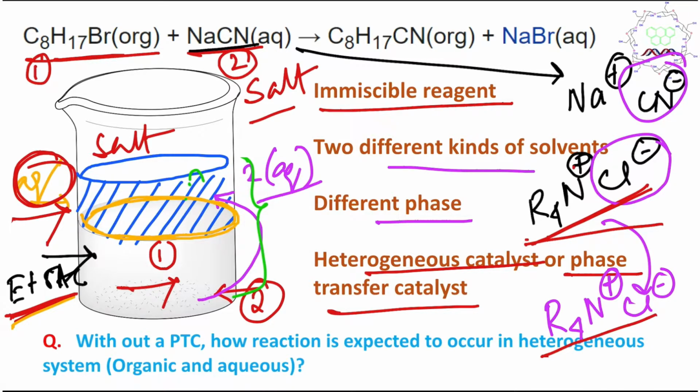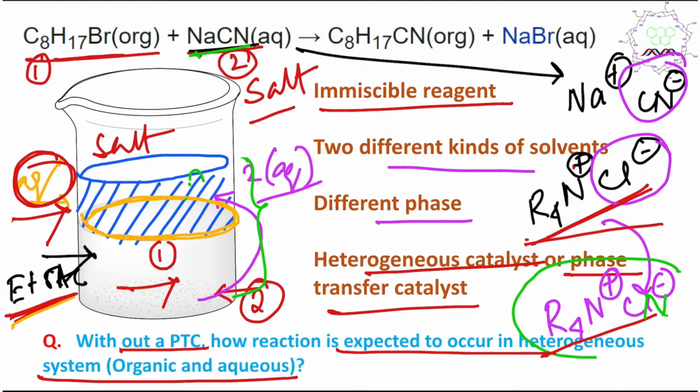So what will happen is that in both phases there will be this CN minus, better to say, as quaternary ammonium cyanide. So I guess you have understood, and since they come into the same phase, then the reaction will occur. Now a simple thing: without a PTC, how is the reaction expected to occur in the heterogeneous system, organic and aqueous? As I told, it will happen at the interface. So now we shall explain the mechanism after some time in a little more detail.